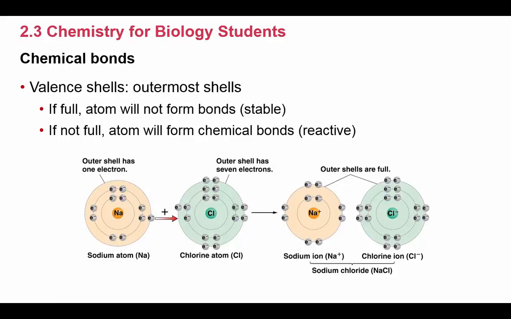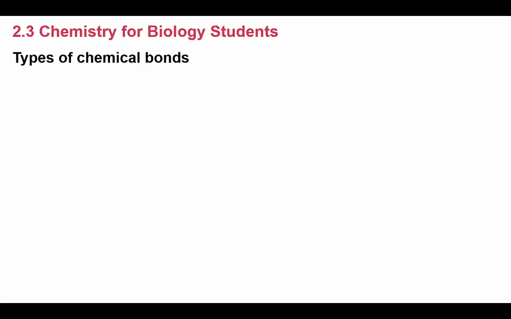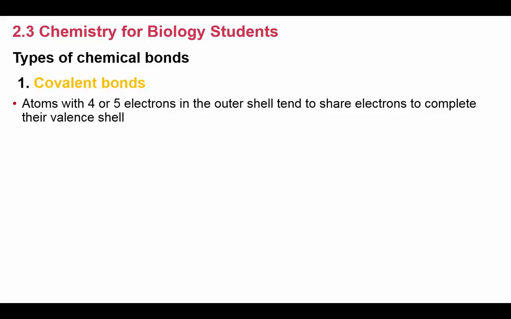If they have the full number of electrons, they're stable. If not, they're going to look to bind with something. So briefly, let's look at the two major types of chemical bonds. To begin with, we're going to talk about covalent bonds. In covalent bonds, these are atoms with 4 or 5 electrons in the outer shell. They tend to share electrons to complete their valence shell. So the key word with covalent is the word share.